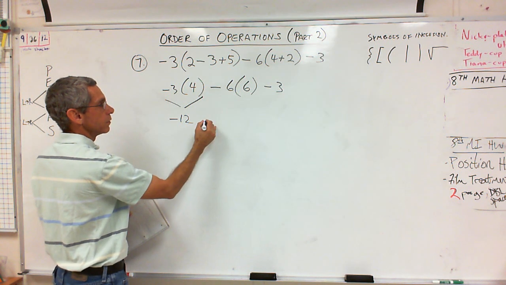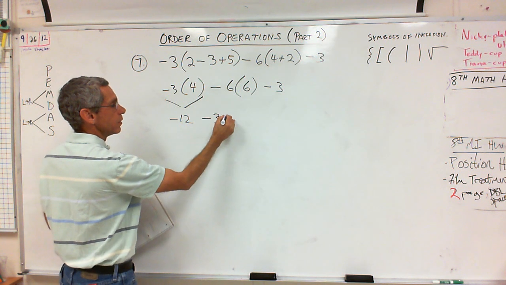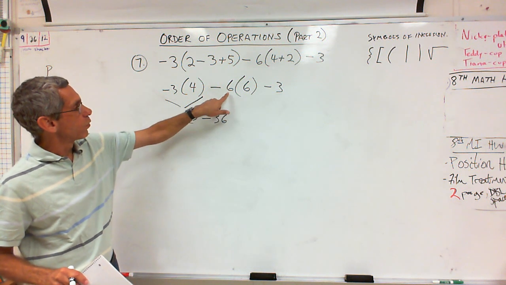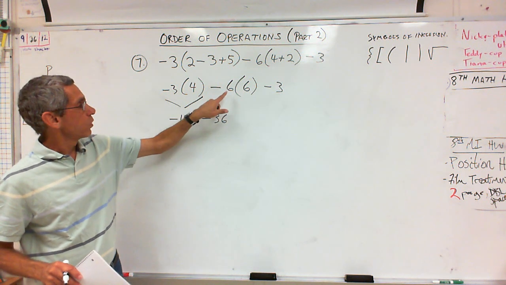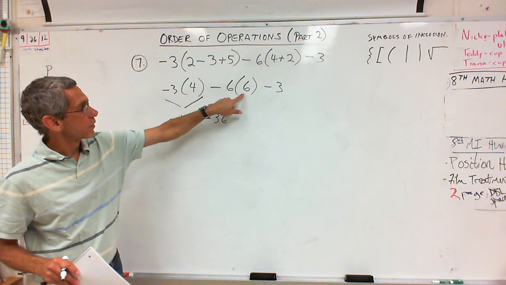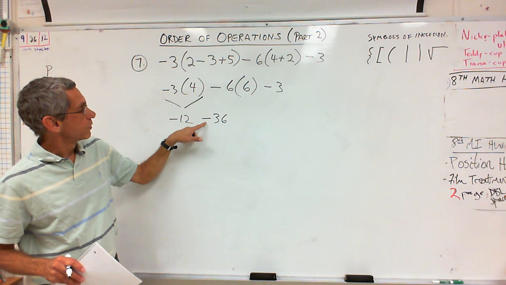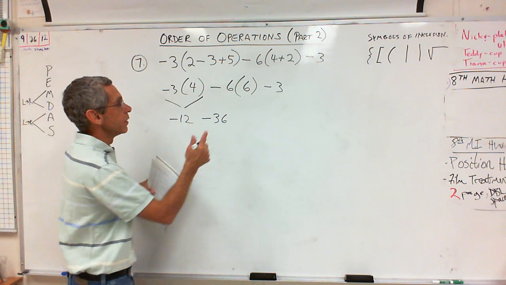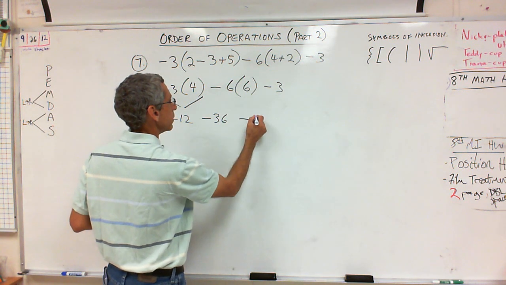Negative 32. Well, 36. Negative 36, right? So you can do that in 2 different ways. You could either write the negative down here and say then what is 6 times 6? Or you could say what is negative 6 times 6? And then you get negative 36 and write minus 36. Either way. You see what I mean? Works either way. And then minus 3.